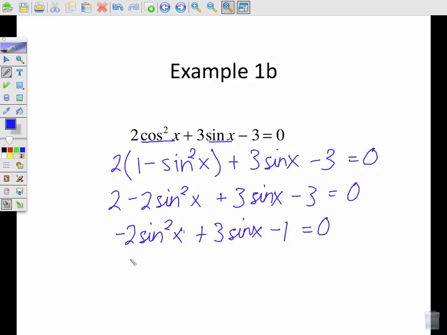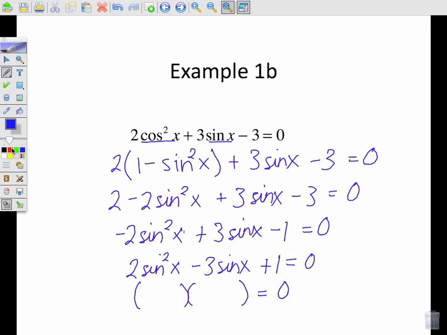The last thing that I would do is multiply everything by a negative. Multiplying everything by a negative will just change your signs so that we have a leading coefficient of +2 sine squared x minus 3 sine x plus 1. The reason why I did that is so that we could factor. We typically factor expressions, and when we do that, we want our leading coefficient and this number in the middle to be positive.